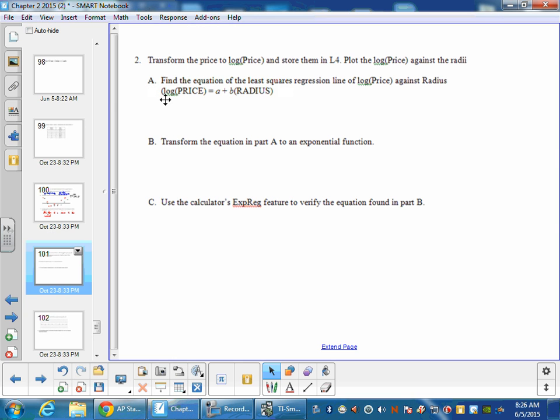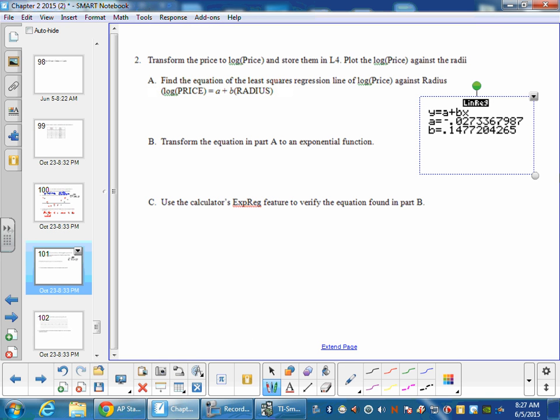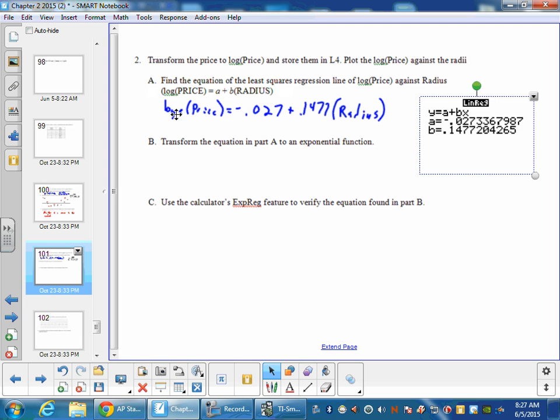Now the first thing we want to do is have the log of price and our x variable. So I'm going to do a linear regression with L1 and L4, because L4 is the log of price, and L1 is my regular x values. Once I do this, I calculate. I have this linear regression. Now instead of just saying y equals, it's log of price equals my a, which is negative 0.027, plus our b, which is 0.1477, times the radius. You can either write it like this or plug in log of x and log of y and then define them later.